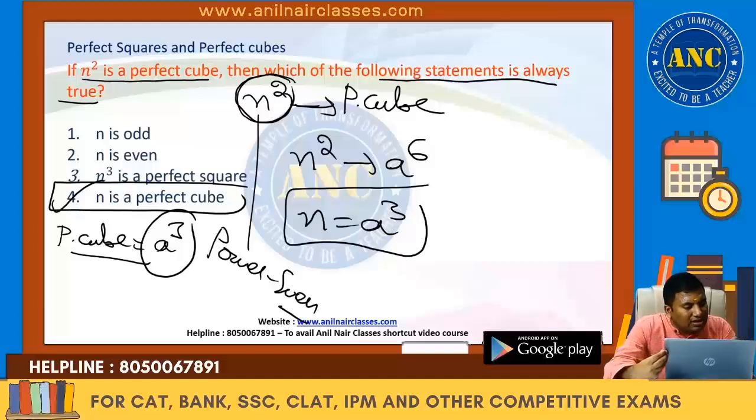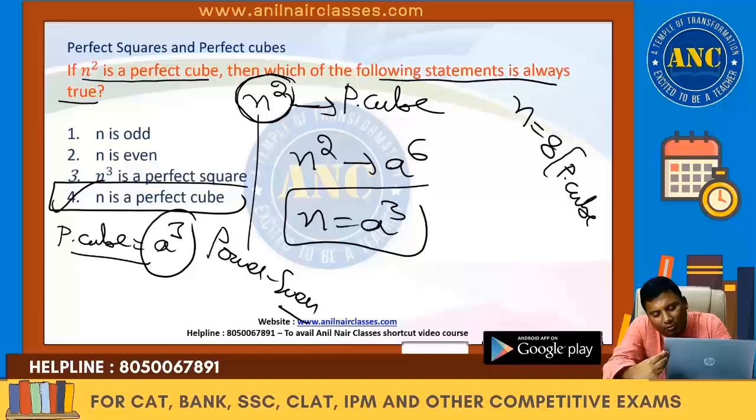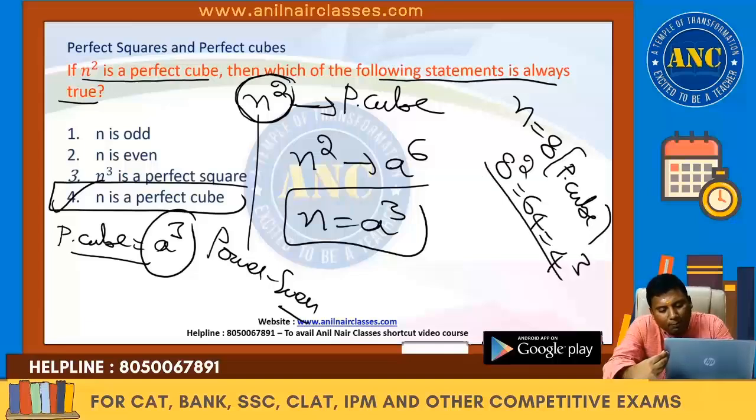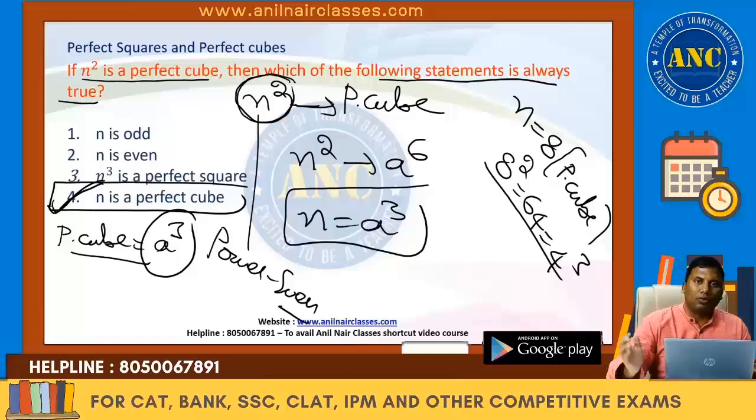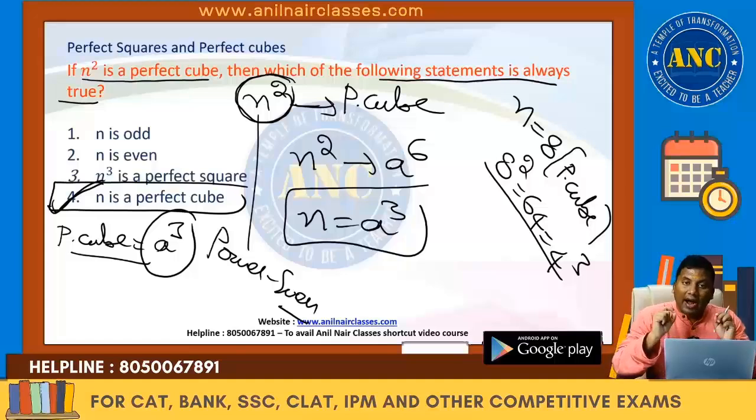Or you can take an example and you can do it. If n square is a perfect cube, n is a perfect cube. If I take 8, a perfect cube, 8 square is 64. 64 is nothing but 4 power 3. Are you all with me? So with the example also we have proved that n is a perfect cube. Idea clear? Very easy question, just an understanding of the perfect square definition and the perfect cube definition.